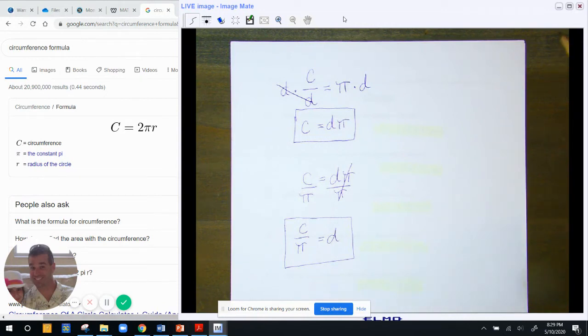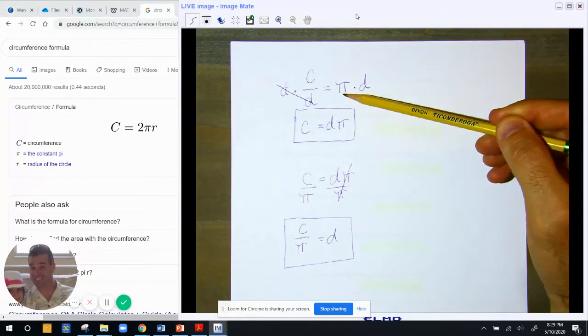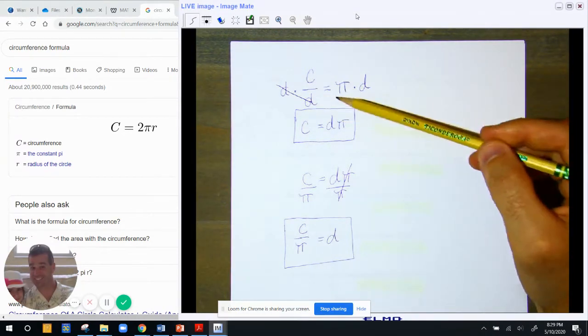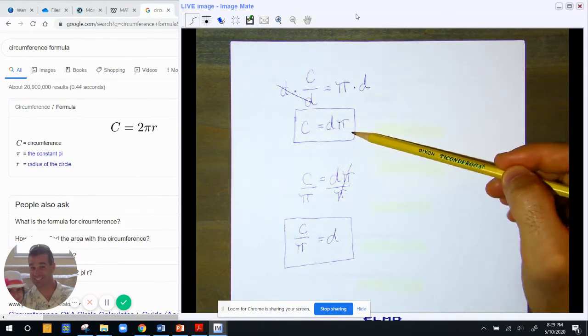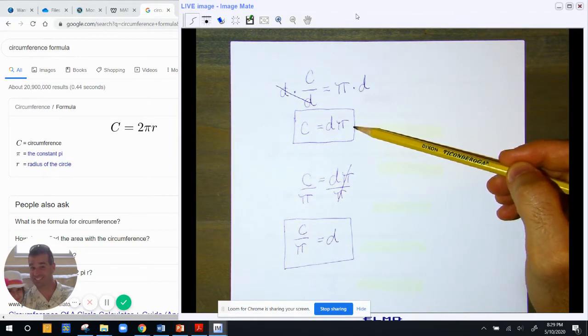Hey there, friends. On Friday, we found that if you take circumference and you divide it by the diameter, you end up getting pi. And from those ratios, we ended up creating this formula right here that says C equals diameter times pi.